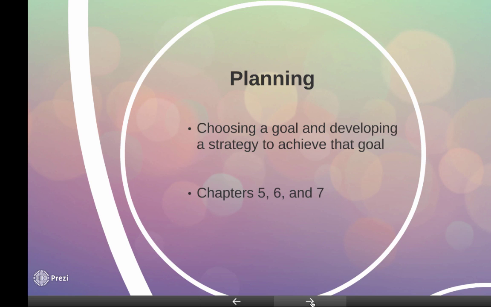Planning is certainly very important, and that is choosing a goal and developing a strategy to achieve that goal. There's a lot that can go into this, a lot of different ways that we can plan. And in chapters 5, 6, and 7, we'll talk about various aspects related to planning.